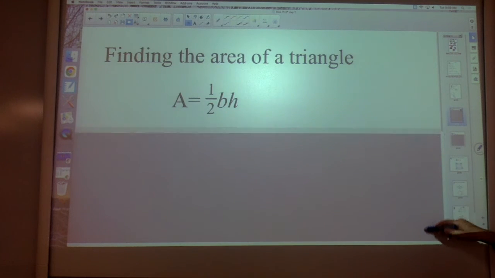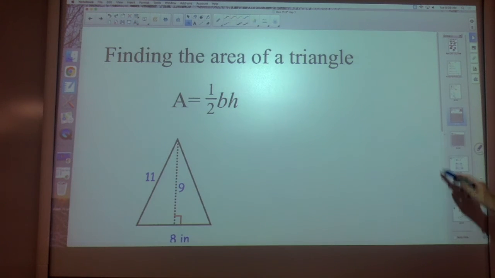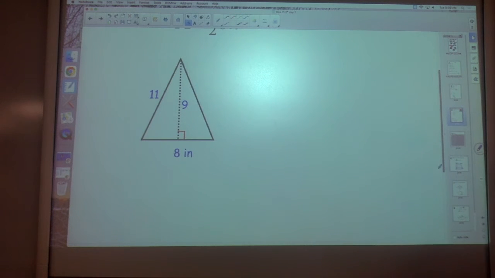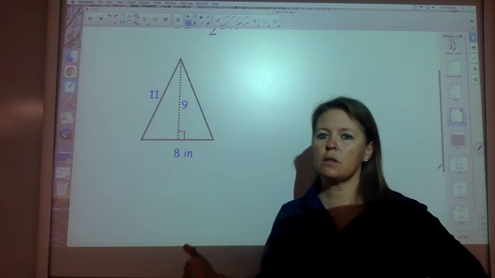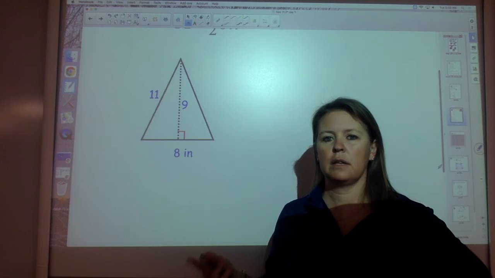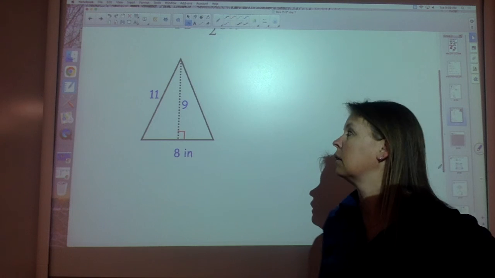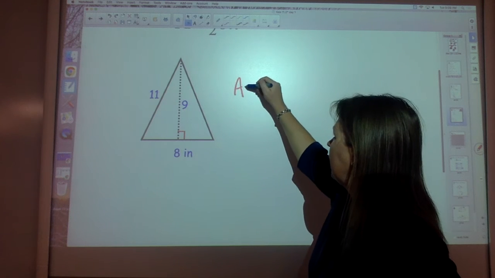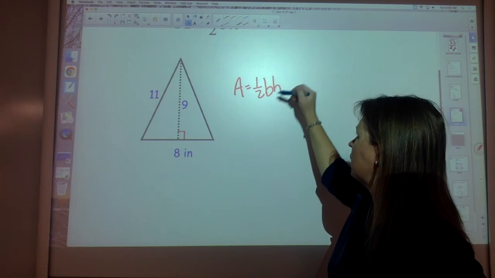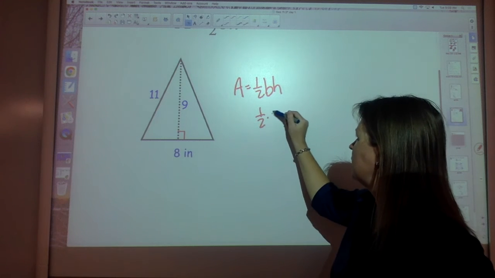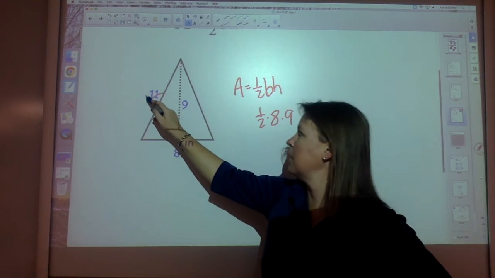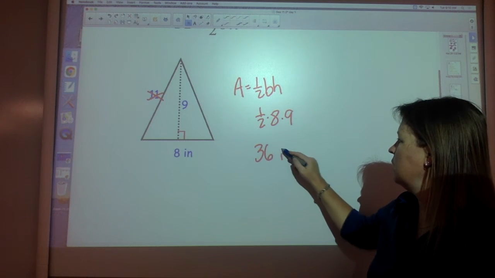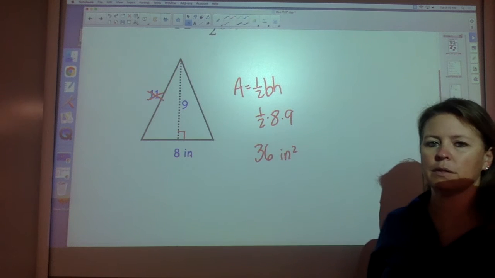Next one, how about finding the area of a triangle using half base times height? Sometimes they're going to give you the information, which is super nice. Other times, you're going to have to use special right triangles, 45-45-90s, 30-60-90s, and trigonometry, sine, cosine, tangent. But sometimes they'll just give you this nice one. With too much information, area equals 1/2 base times height, 1/2 times 8 times 9. You don't need the 11. We don't measure on a slant. And we get 36 inches squared this time because they gave us the units.